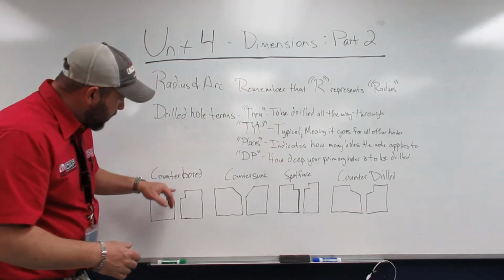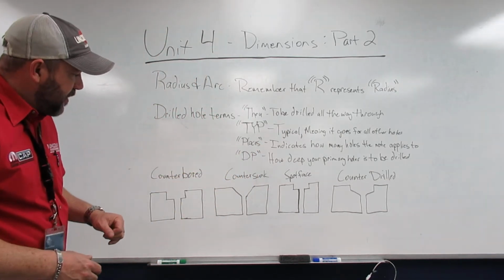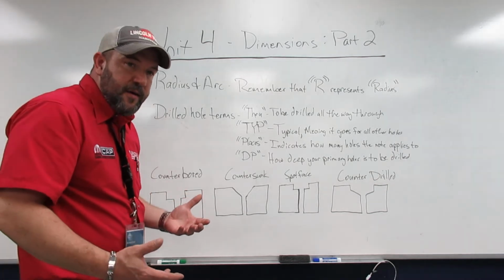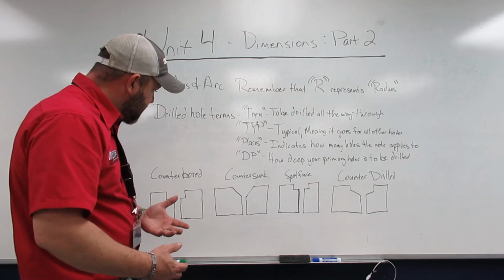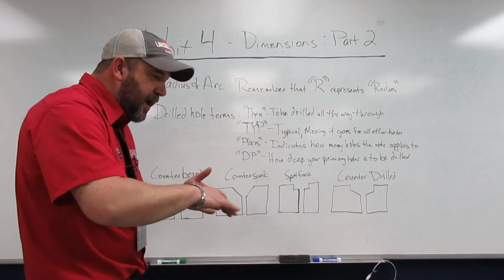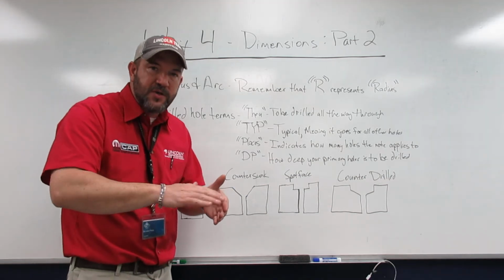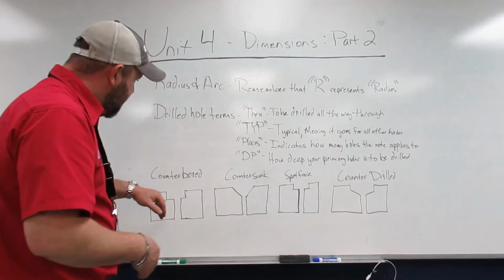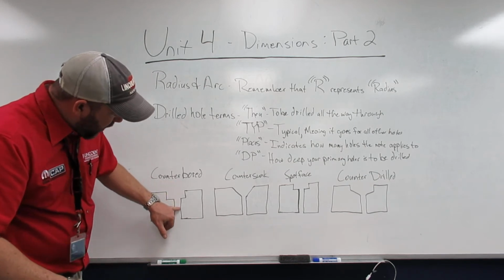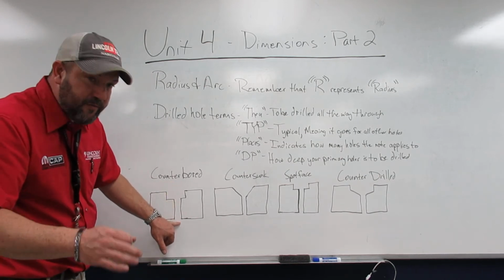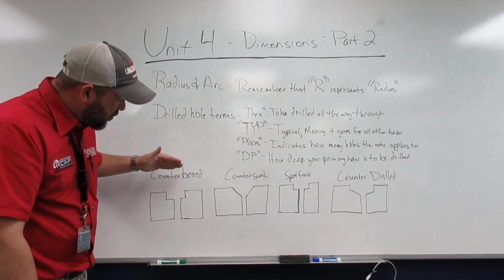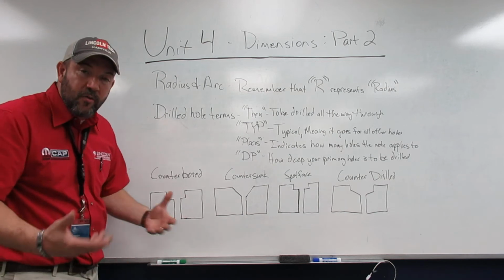Because what you do in the counterbored situation, now this is for bolts, like an engine block. If you've ever worked on engines, it'll have like a drilled out place where the head of the bolt is flush with the surface, and that's what a counterbored hole is for. So you're going to drill all the way through with your primary bit, whatever size the bolt is, and then you're going to drill so deep to get that counterbored effect.